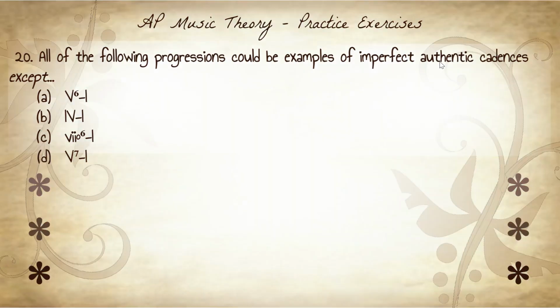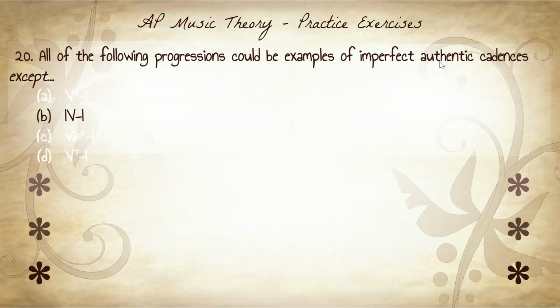Question 20. All of the following progressions could be examples of imperfect authentic cadences, except... we see them all ending in the tonic, so we have either the dominant in first inversion, the subdominant, the leading tone triad in first inversion, or the dominant seventh chord. Correct answer is B. The progression of the subdominant to the tonic is a plagal cadence. All the others could be examples of imperfect authentic cadences since we don't know the pitch of the soprano.